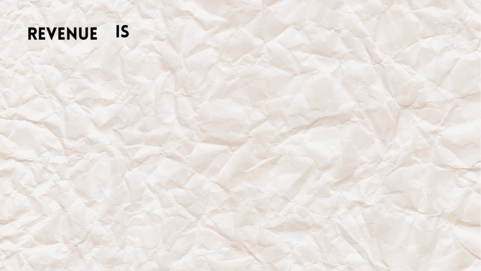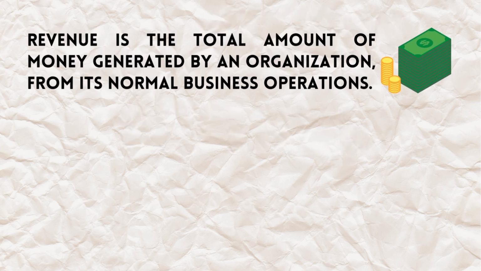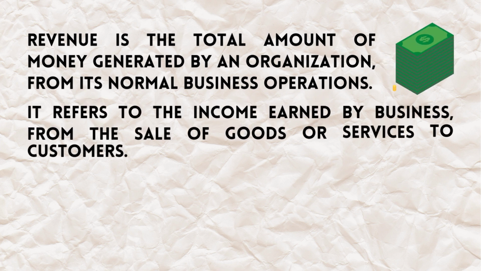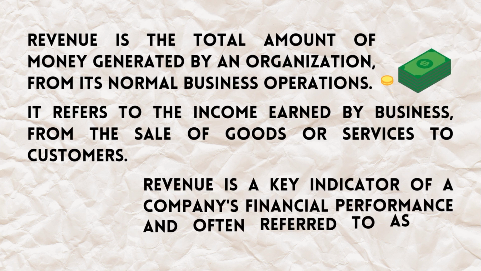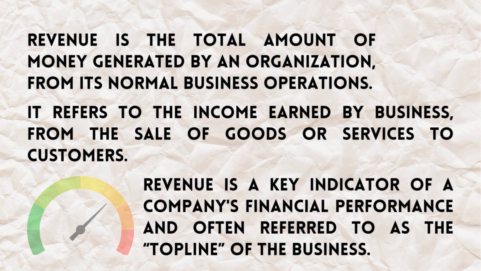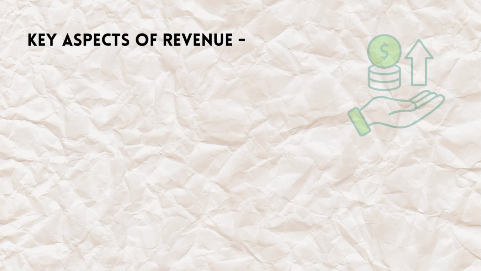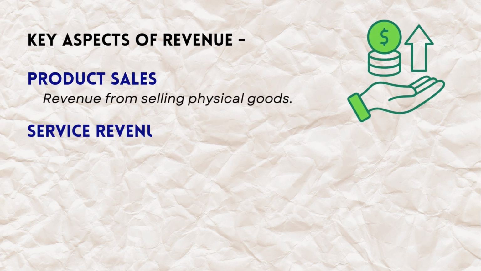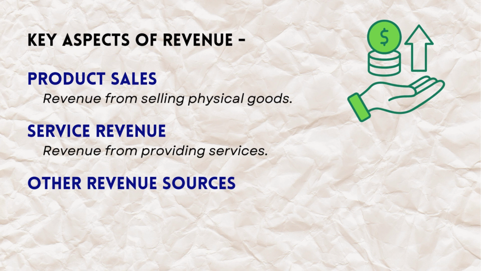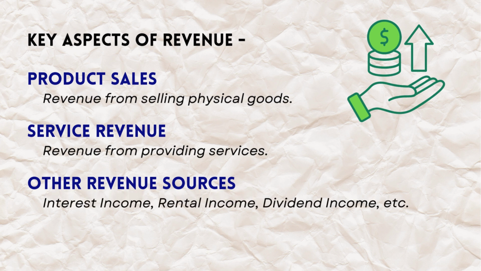What is revenue? Revenue is the total amount of money generated by an organization from its normal business operations. It refers to the income earned by business from the sale of goods or services to customers. Revenue is a key indicator of a company's financial performance and often referred to as the top line of the business. Let us discuss some key aspects of revenue. It includes product sales, revenue from selling physical goods, service revenue, which is revenue from providing services. Then we can have other revenue sources like interest income, rental income, dividend income, etc.